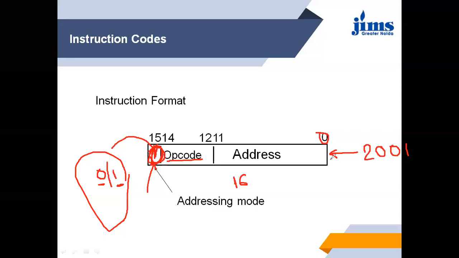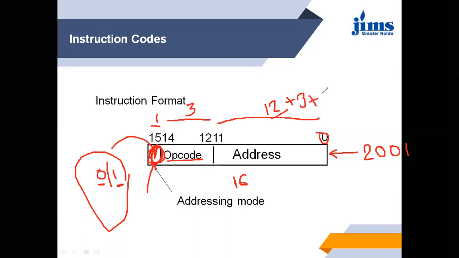The rest, 12 bits, from 0 to 11, are used for the address. 3 bits are used for the opcode, and 1 bit is used for the addressing mode. So this is 12 plus 3 plus 1, that is 16 bits. So the total is 16 bits.